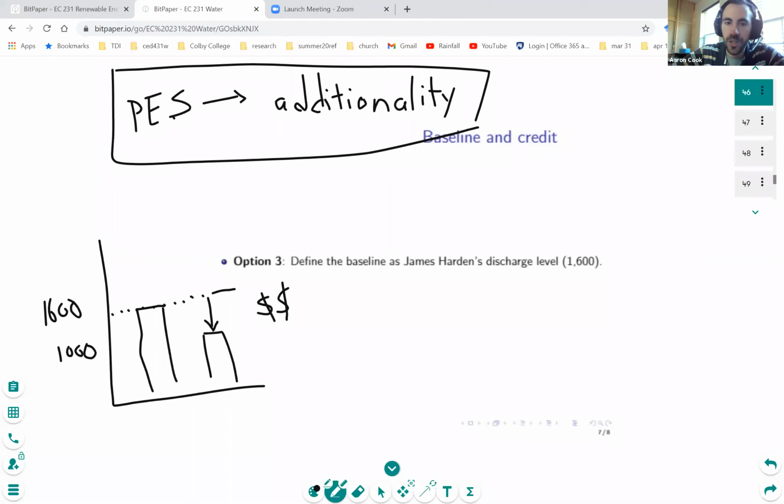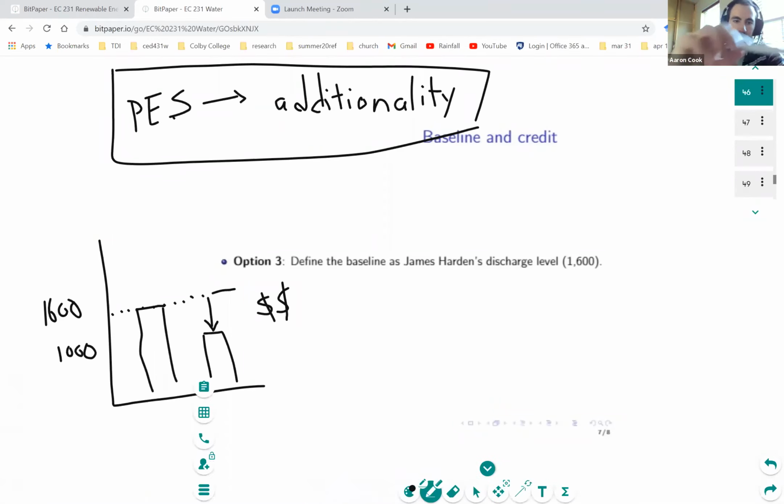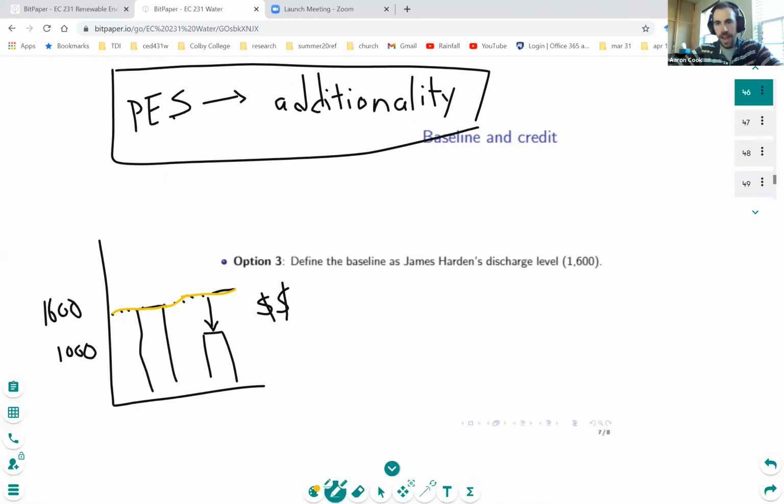Option 3 is that we set the baseline at James Harden's discharge level of 1,600. We set a very relaxed baseline, a high baseline. Now, James Harden can start generating credits immediately. James Harden's not going to be discouraged from generating credits. That takes care of the option 2 problem. Also, Farmer Brown gets paid for the reductions that he's already done, getting from 1,600 to 1,000. He gets paid for that, so he gets rewarded. He gets monetary rewards for being an early adopter. So the fairness issue is sort of taken care of.